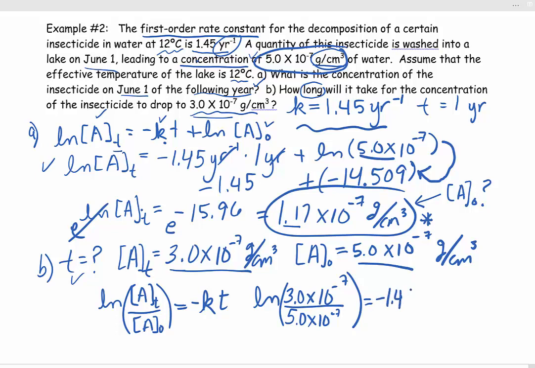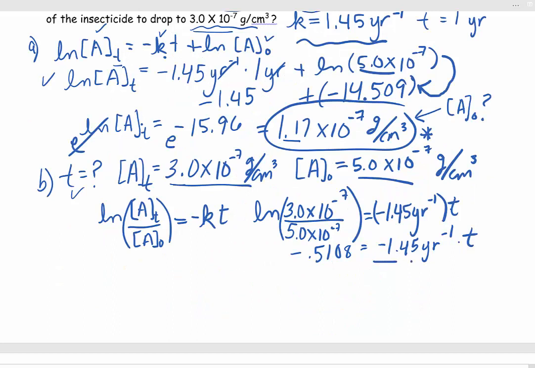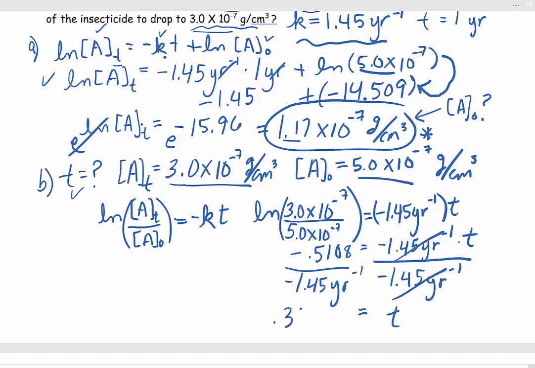K is 1.45. T is our unknown, because we're trying to find out how long it's going to take for the concentration to drop. Okay, so taking 3 divided by 5 and taking the natural log gives us minus 0.5108. And that's minus 1.45 years times t. I'm going to go ahead and solve for t. We're going to divide both sides by minus 1.45 and get 0.35.